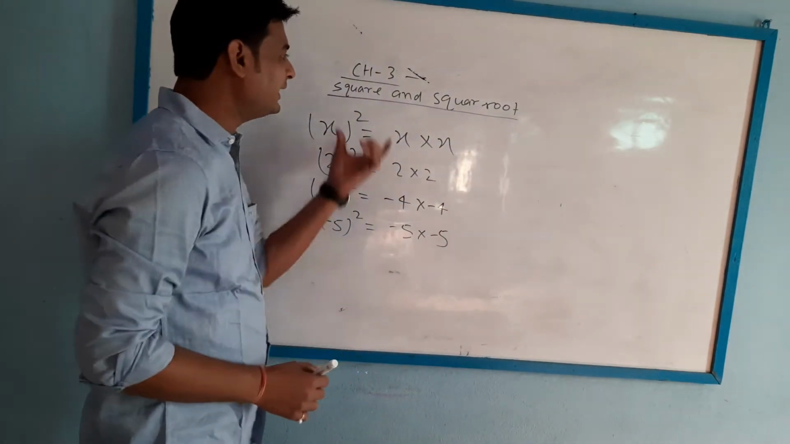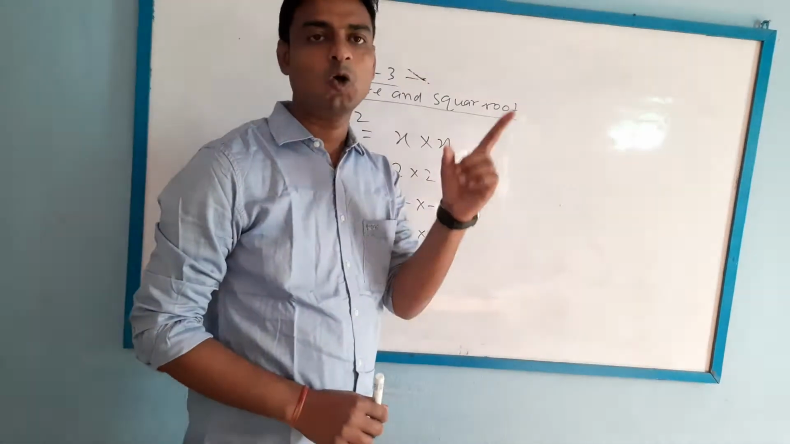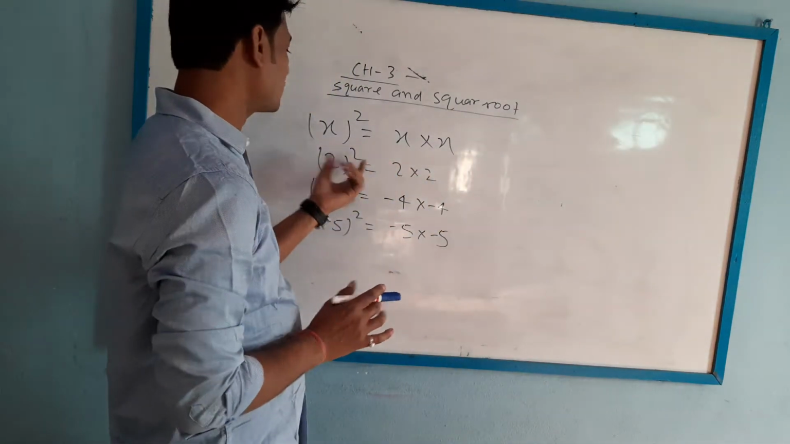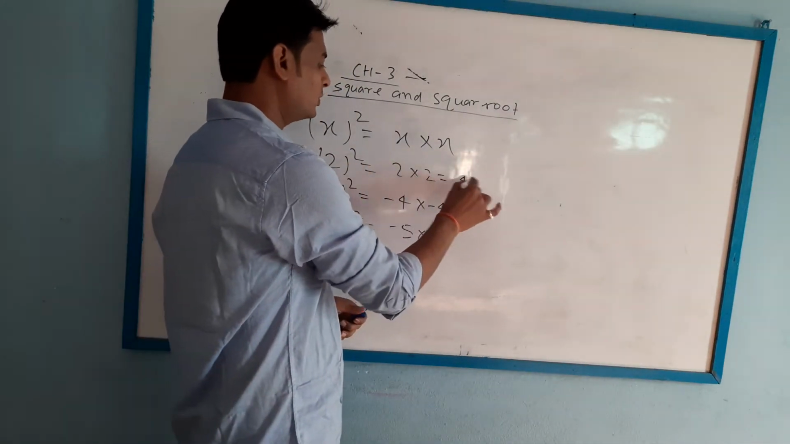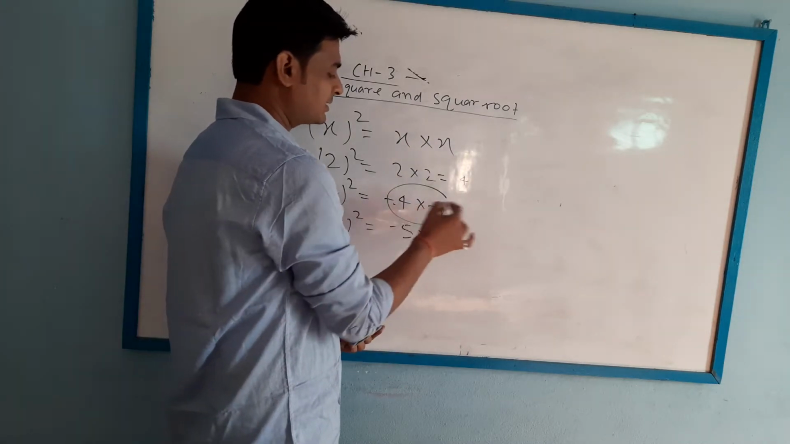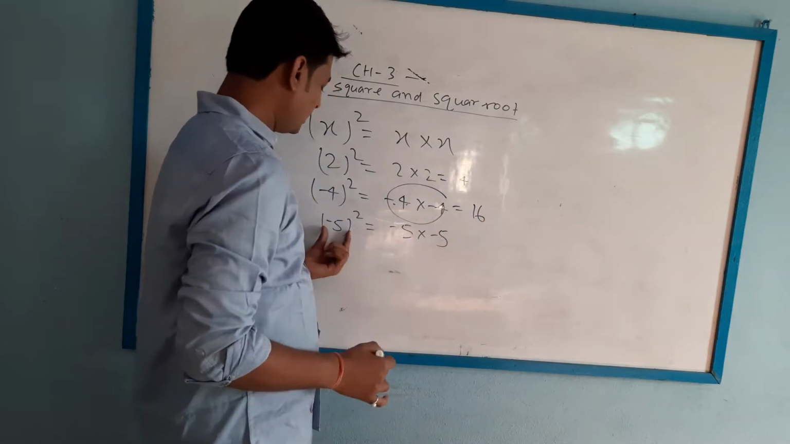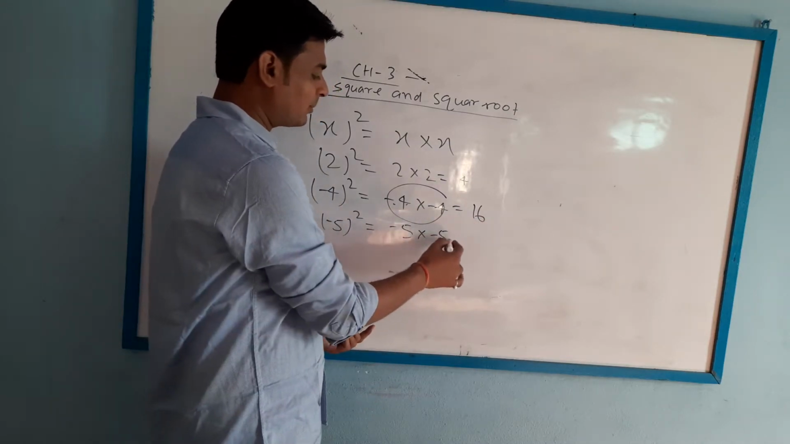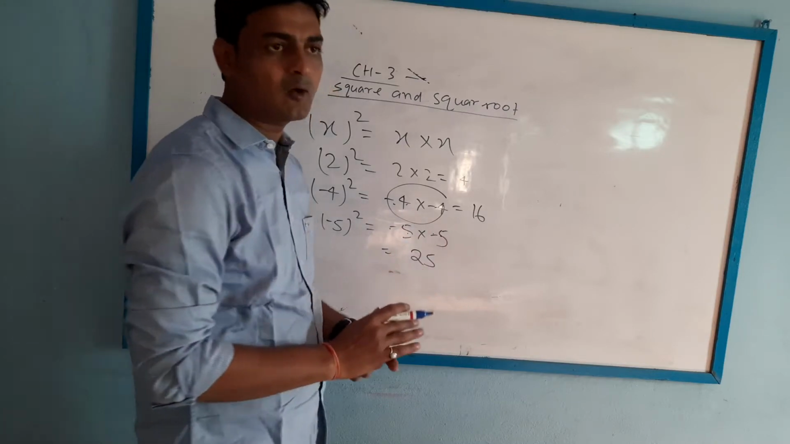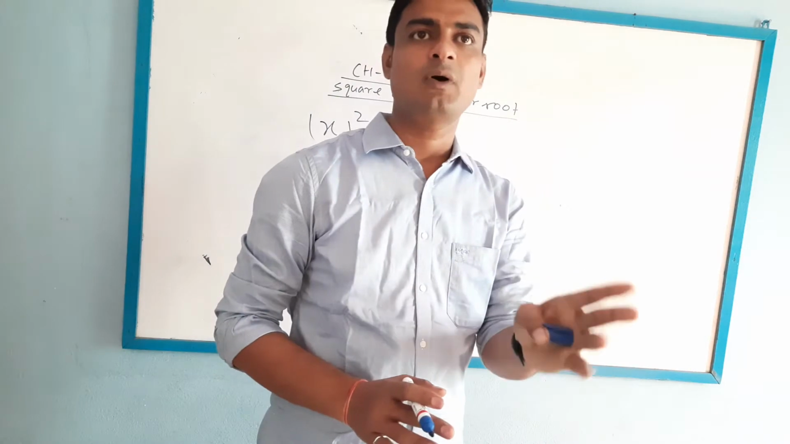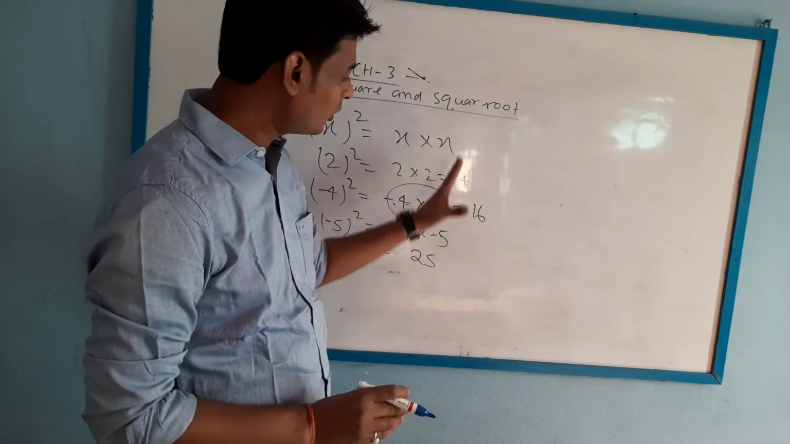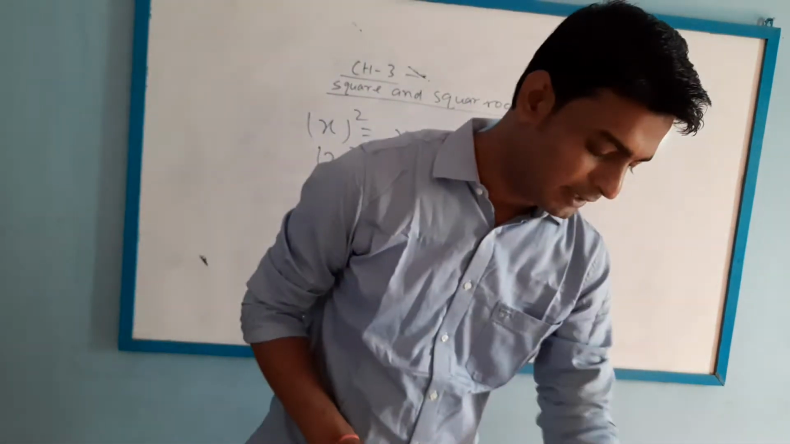So the square of any number always gives a positive number, whether the number is positive or negative. Suppose the square of 2, we can write 2 into 2 equal to 4. The square of minus 4 is minus into minus, plus, 4 into 4, 16. The square of minus 5 is minus 5 into minus 5, minus into minus is plus, 5 into 5, 25. So the square of any number, whether positive or negative, is always positive.